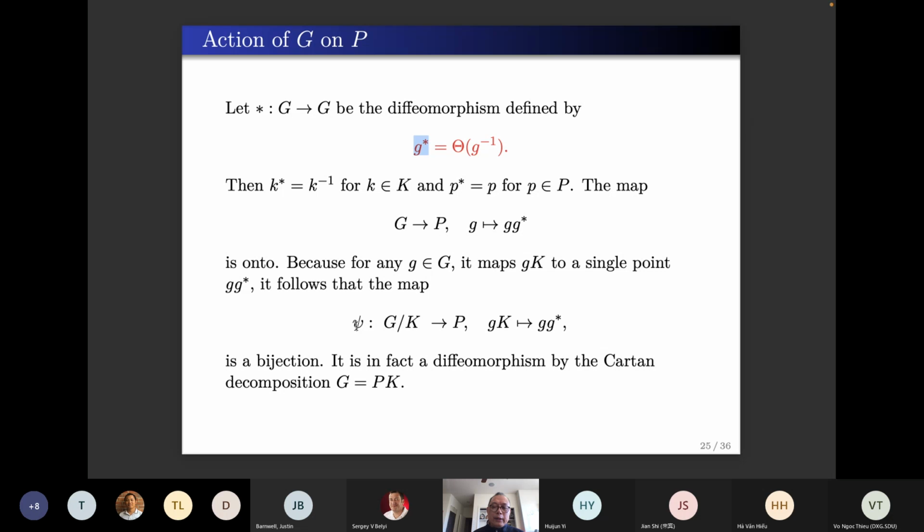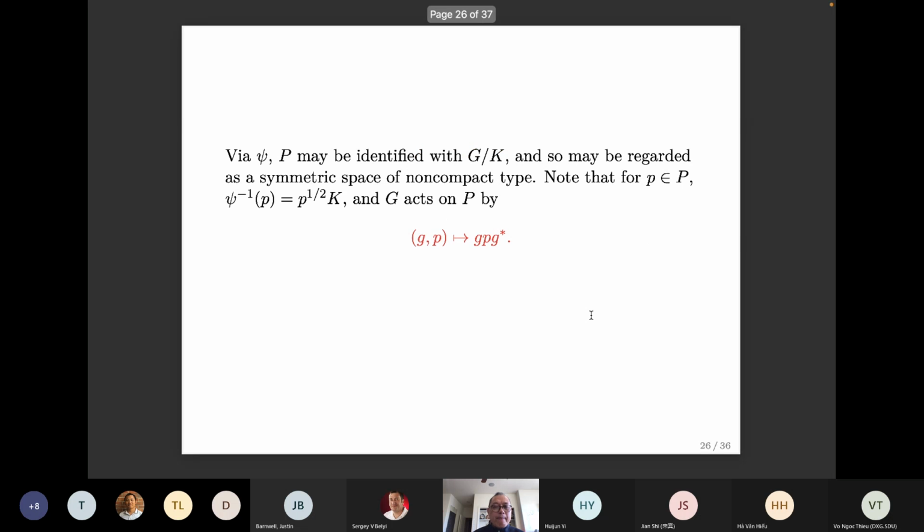And you have the action, which is G star. So here's the action. Action is C, star concurrence.